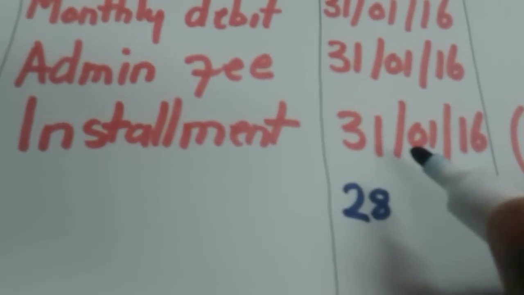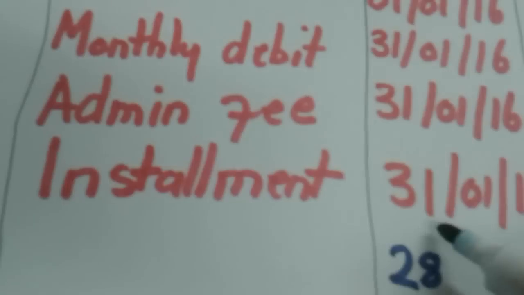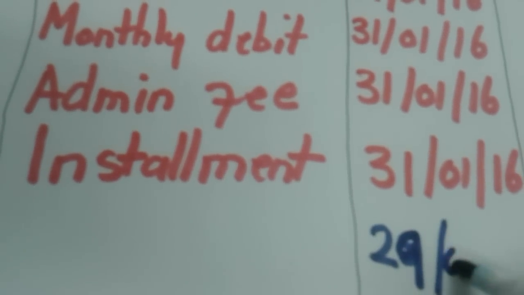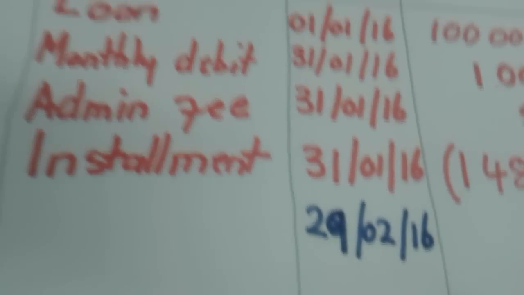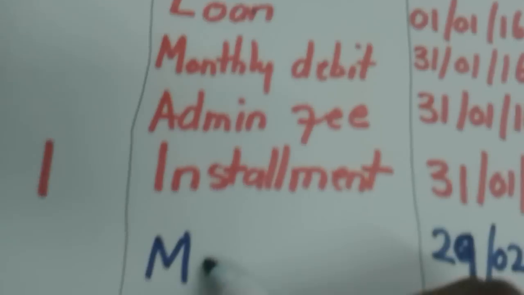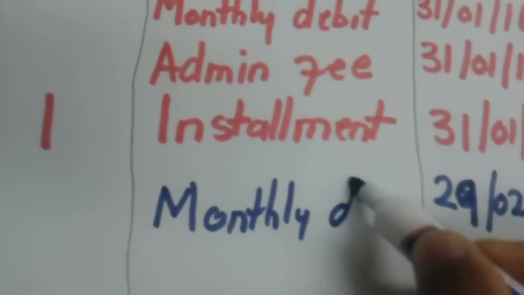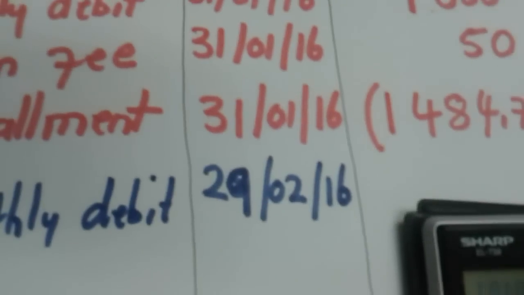This year, I think February ended on the 29th. Yes, my apology. So on the 29th of Feb 2016, what do we have here? Again, same thing. Monthly debit, right? So let's do the same thing again.